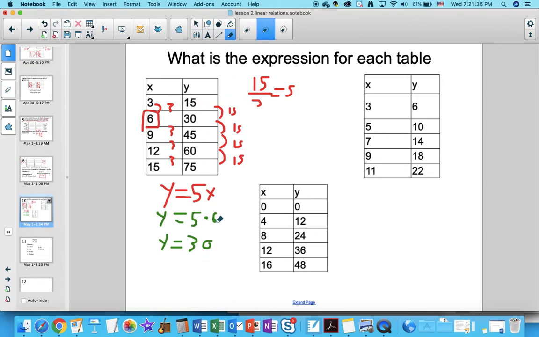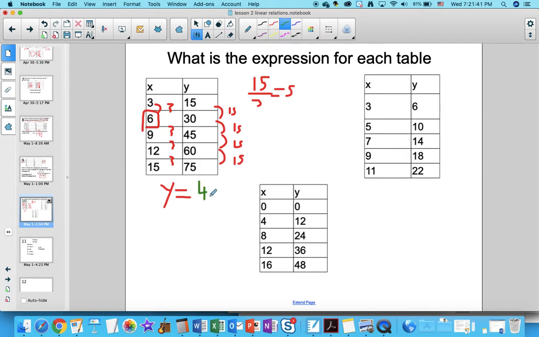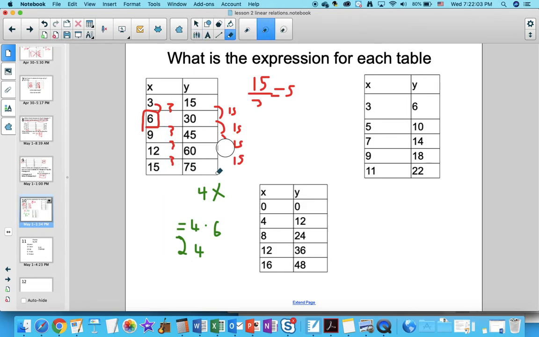Let's say I made a mistake. Let's say instead of 5x, I got y equals 4x. Sure, 4x. Well, if I picked 6 again, y equals 4 times 6. Well, 4 times 6 is 24, right? Is 24 matching here? No, I did it wrong. So this is a way in which you can check your own answers and make sure you got the right numbers.